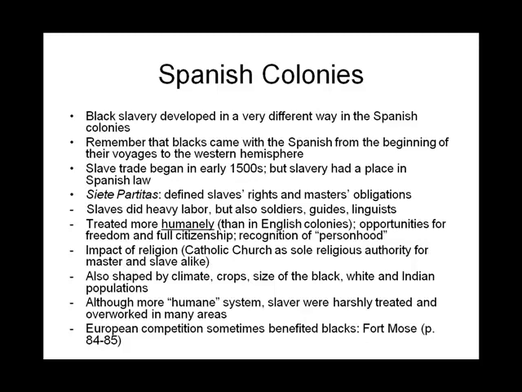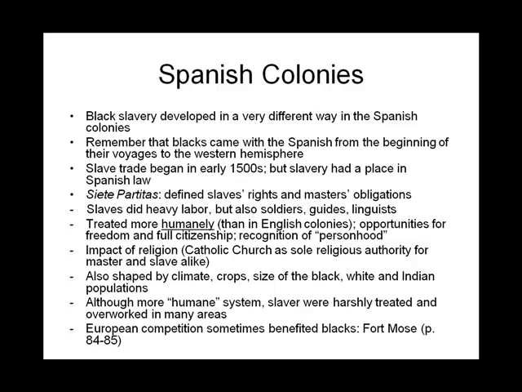You don't really have that in the English colonies. It's more of a trial and error thing. Whatever's going to work in terms of protecting the white population and exploiting the labor of the black population, that's what you're going to have in terms of the British colonies and the slave codes. Slaves did heavy labor, but they also served as soldiers, guides, and linguists. They were treated more humanely, although, as you remember from the last lecture, I'm not really sure that I would go along with your authors on this, because slavery is never going to be humane.